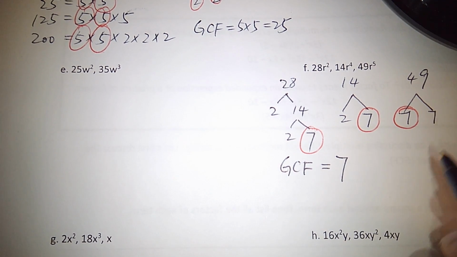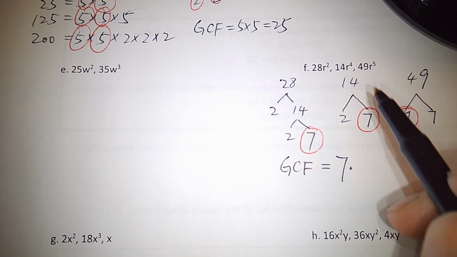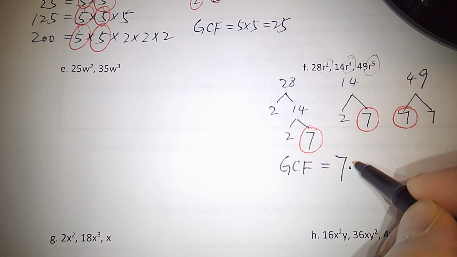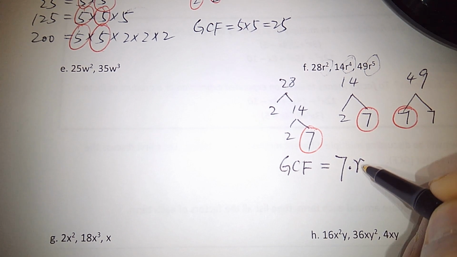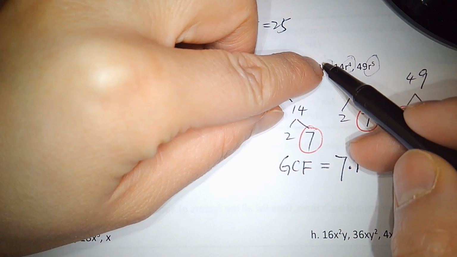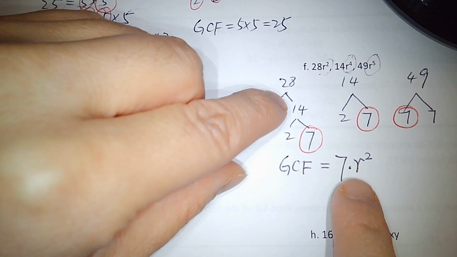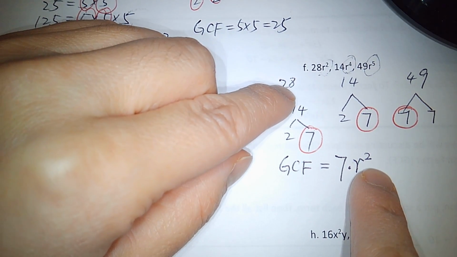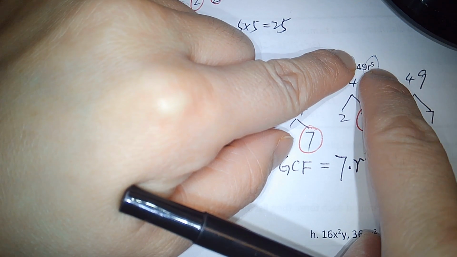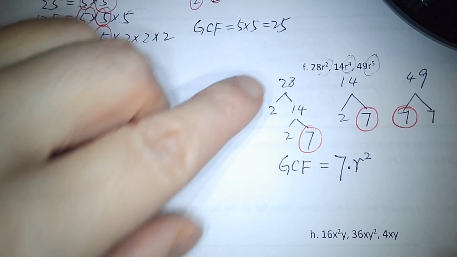7. 7 times what? This is the GCF for the numbers. And for r square, r to the 4th power, r to the 5th, what is the greatest common factor among the 3 exponential expressions? I would say r square. There's 2 in each. We cannot choose r to the 5th, right? Because r to the 5th is only a factor of itself, but r to the 5th cannot be a factor of r to the 4th and r squared, right?